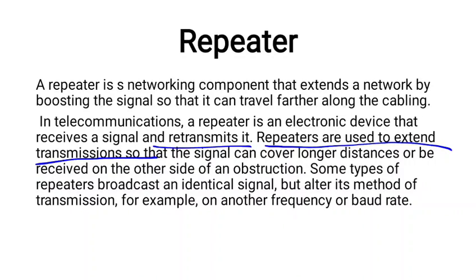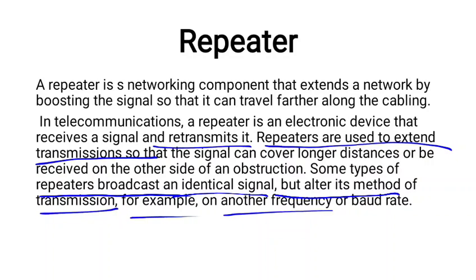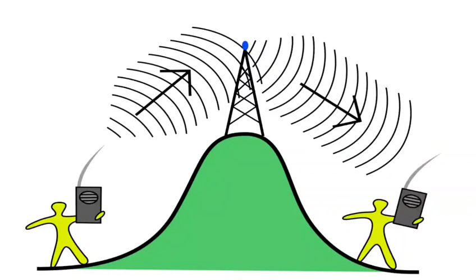Some types of repeaters broadcast identical signals but alter the method of transmission, for example, another frequency or baud rate. There are multiple types of signals received by the repeater, and it will boost that signal, and after boosting it, it will transmit it to the other devices.